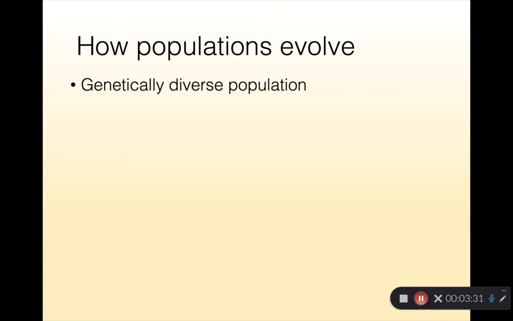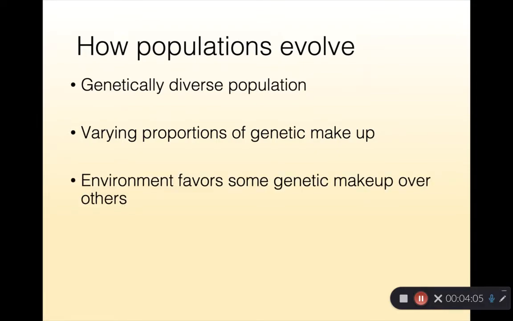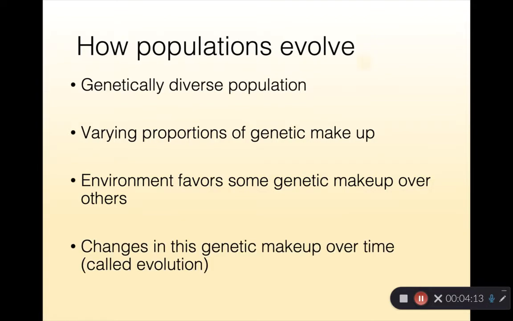In order to understand when evolution can occur, we first need to have genetically diverse populations. What that means is we have to have populations that express different traits, and on top of that, we also have to have varying proportions of this genetic makeup. That's just saying we need individuals that express different traits in a population, and there has to be varying proportions of these in a population. Next, we need an environmental condition that favors some genetic makeup over another. Only then do we see changes in the genetic makeup over time, because the environment is favoring a specific genetic makeup, and that's when we can have evolution. Again, we need all three of these to be present in order for a population to evolve.